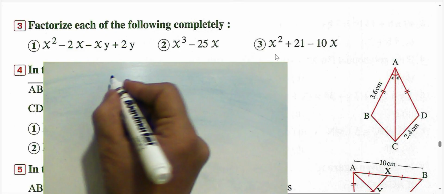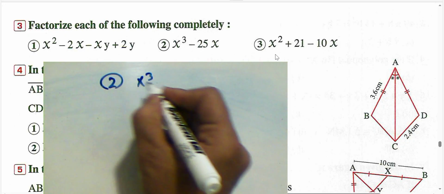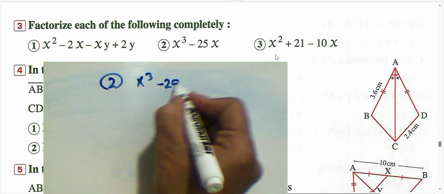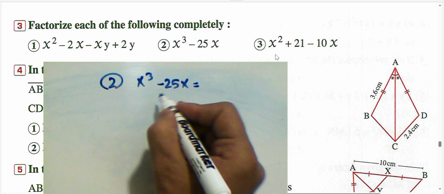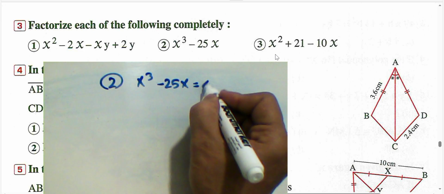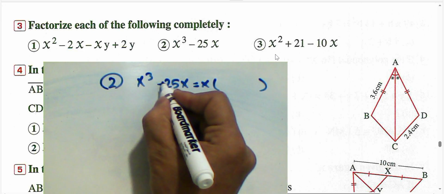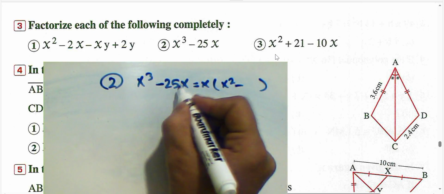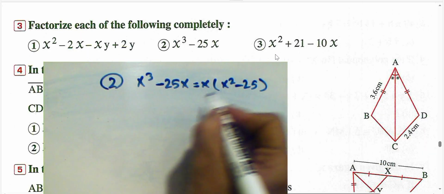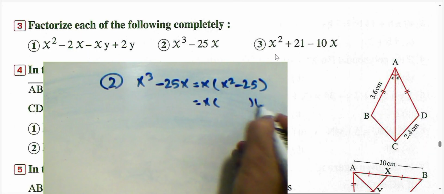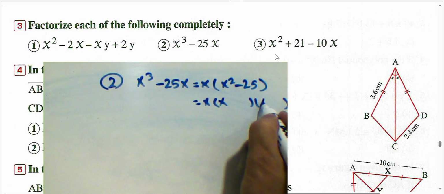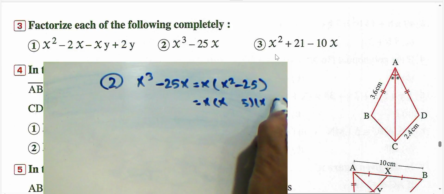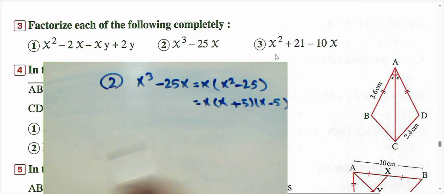Next question, number 2: x power 3 subtract 25x. We can write the common factor between two terms here, x. X power 3 divided by x equals x power 2, and 25x divided by x is 25. You can write x as the common factor and then factorize x power 2 equals x times x, and 25 is 5 times 5, negative and positive.